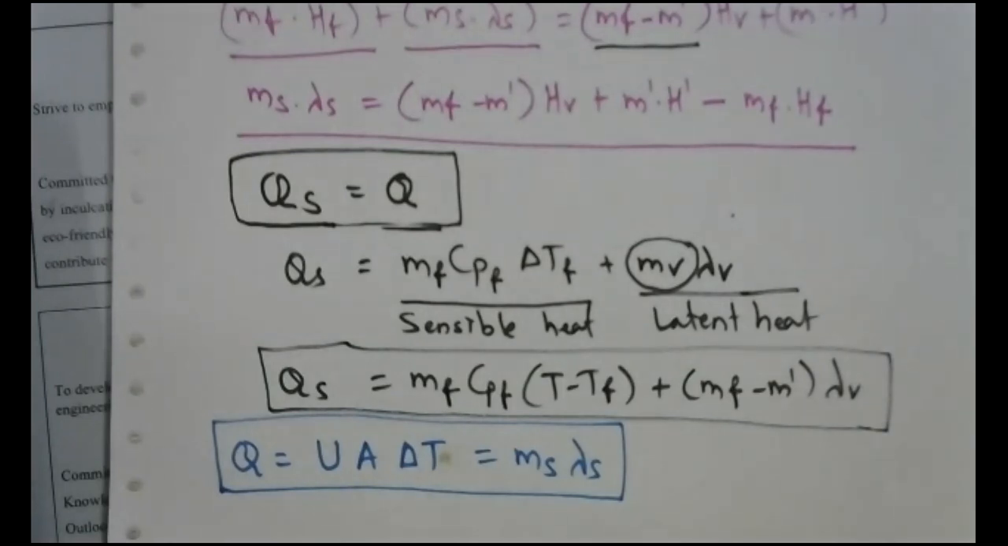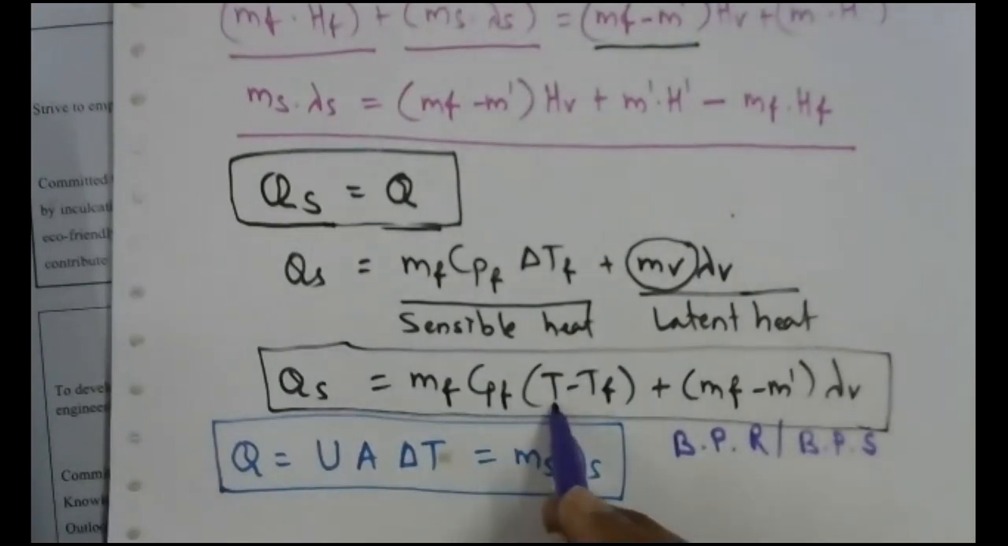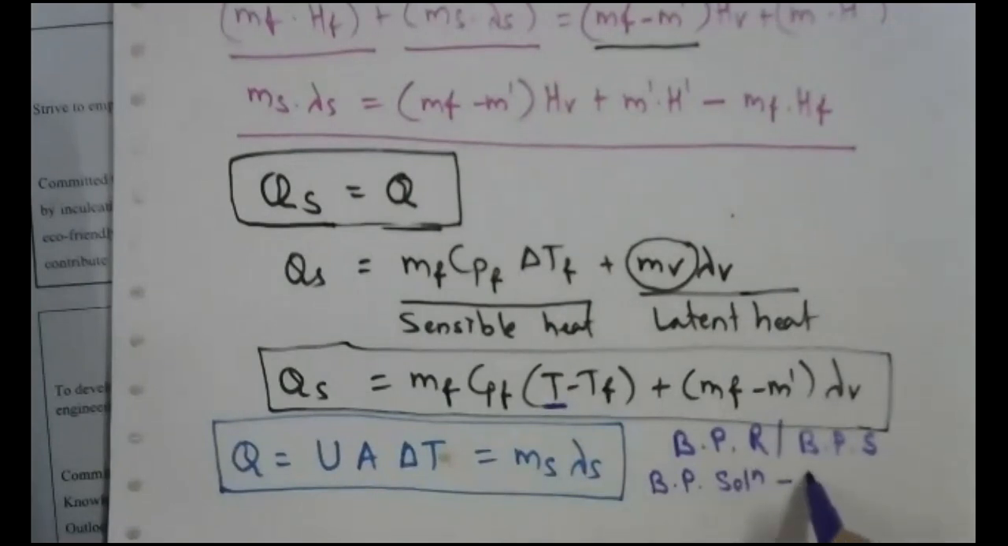There is one point again, that is called boiling point rise or boiling point of solution. So sometimes they are giving the data in terms of boiling point rise instead of direct temperatures. So for calculating this capital T, we have to use this boiling point rise concept. So the boiling point rise is nothing but the difference between the boiling point of solution and the boiling point of water.